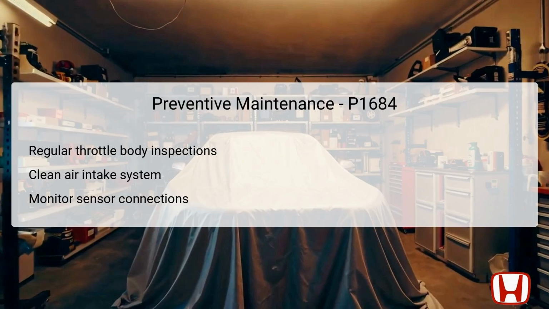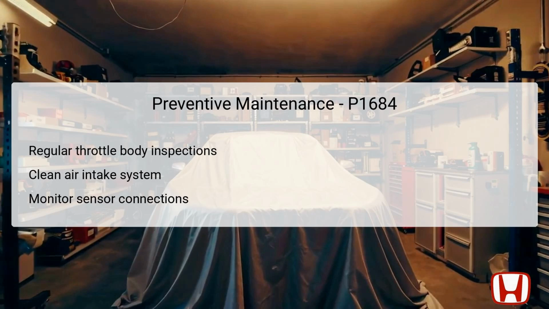To prevent recurrence of the P1684 code, a preventive maintenance strategy is essential. Regular inspections of the throttle body should be performed, looking for signs of dirt buildup or mechanical malfunctions. Additionally, keeping the air intake system clean can enhance overall engine performance and reduce risks related to throttle issues.